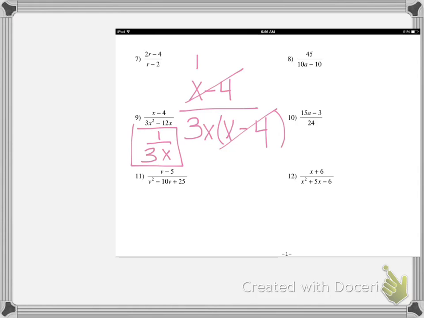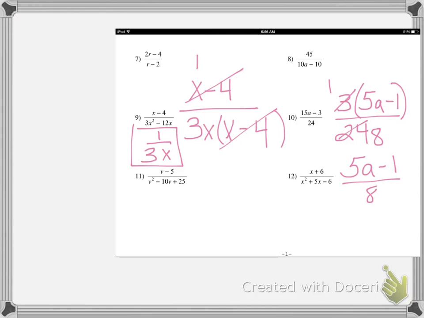15a minus 3, GCF would be a 3. Leaving me, what? 5a minus 1. Nice. Over 24. Let's find that common factor between 3 and 24. It would be 3. 3 and 3, 1. 3 into 24, 8. See, I do know my multiplication tables. Final answer is 5a minus 1 over 8. Final answer. Hopefully, you're checking me, and I'm not making any mistakes.